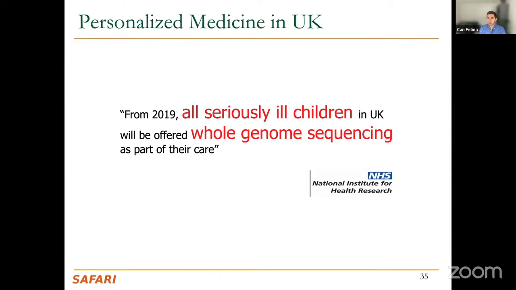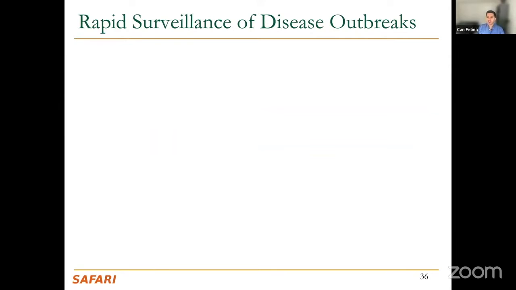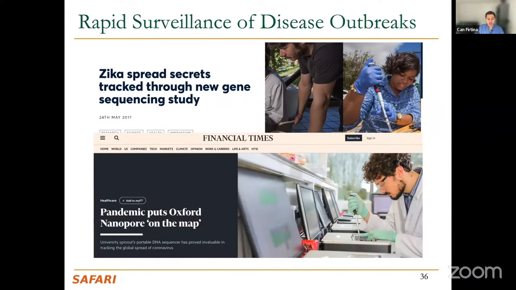This is extremely important to understand certain issues or diseases, for certain illnesses, to diagnose them quickly. Sequencing or genome analysis is also useful for rapid surveillance of disease outbreaks. We can essentially use it, for example, for Zika virus to avoid its spread in a certain community. And this was actually done previously in 2017 using nanopore sequencing.